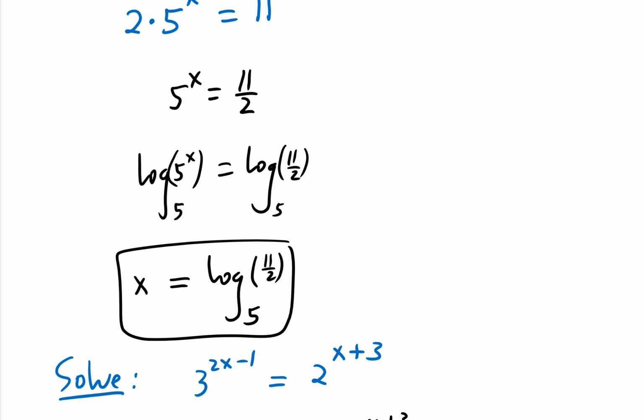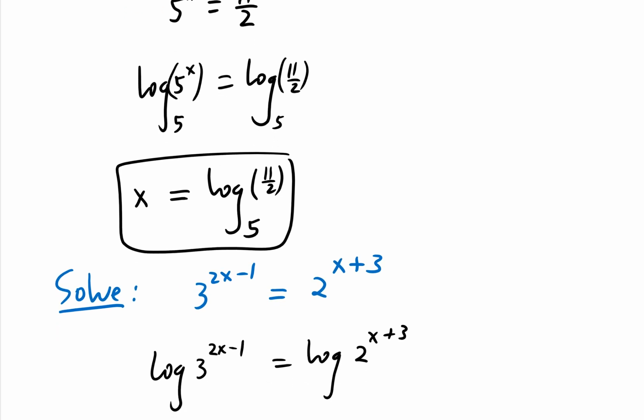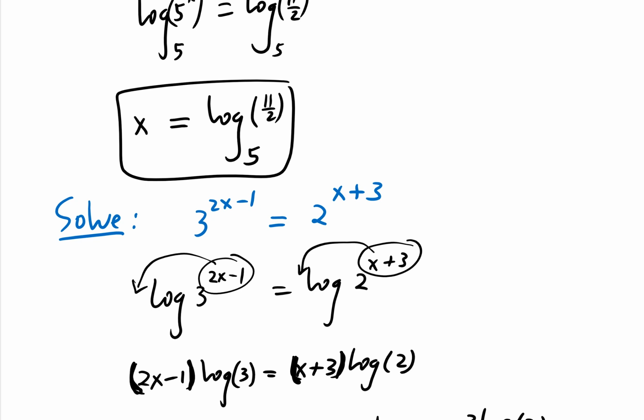Next one, solve this. This is more difficult because I have x's on both sides. Now to bring the whole exponent down, we need to do log both sides. But when we're doing log both sides, you can choose any base because there are 2 different bases, I would just leave it as base 10. So I just do log both sides. And this will allow me to bring both the exponents, this one down and the other one down. So I'm gonna bring both down with the parentheses around it.